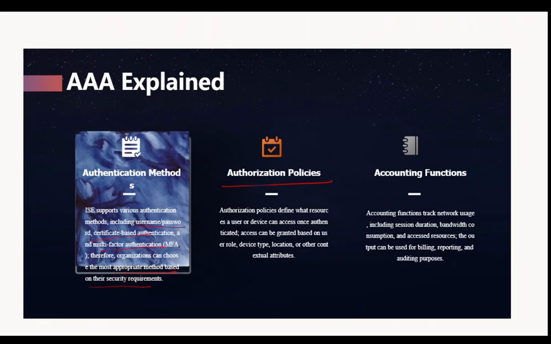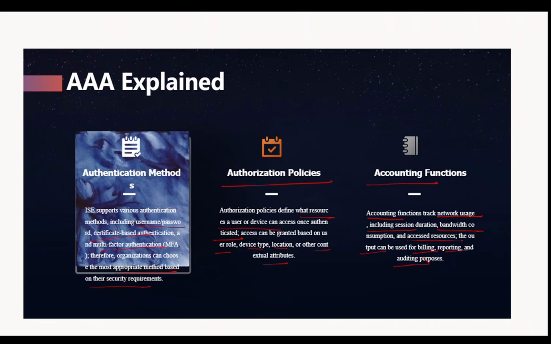Then, authorization. Authorization is providing the permissions, the rights to access the resources. So, authorization policies define what resources a user or device can access once it is authenticated, and access can be granted based on the user role, device type, location, and other contextual attributes. Accounting is keeping a log, the data of the activities from the user. Could be for the reason of monitoring, for accounting purpose, for auditing.